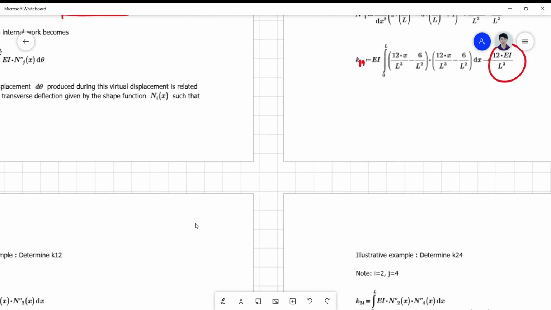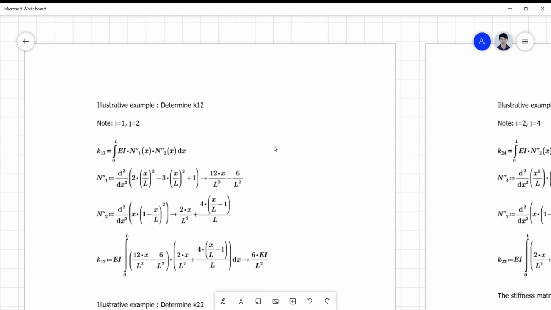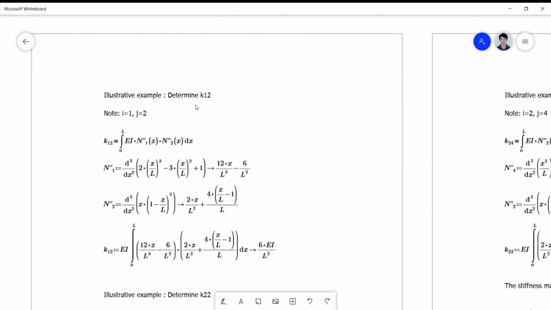Okay, so for your K12 illustrative example, I equals 1, j equals 2, we have K12, N1, N2. So this is my N1, this is my N2. I simply take the second derivative, plug it here, and then integrate it, I get my value.